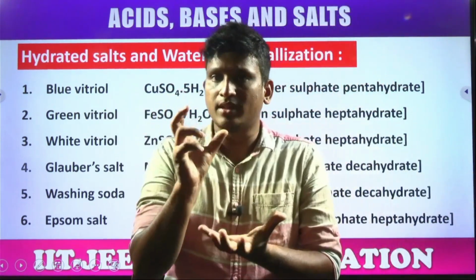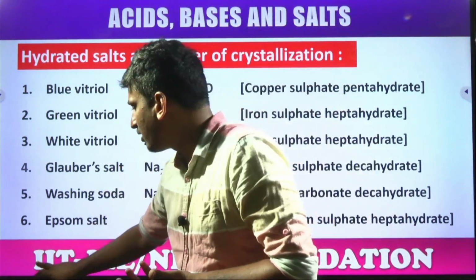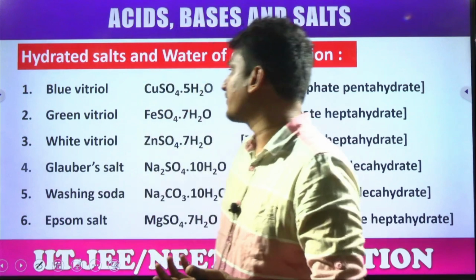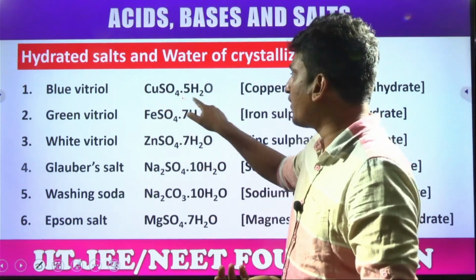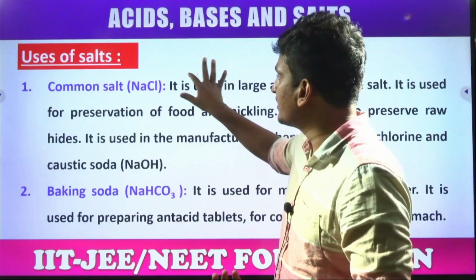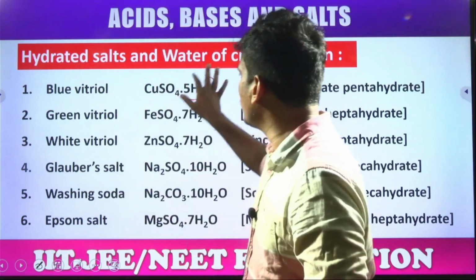And what is water of crystallization? The fixed number of water molecules which are attached to a formula unit of a salt is called water of crystallization. Here look at the formula, CuSO4.5H2O. This is called blue vitriol, students.